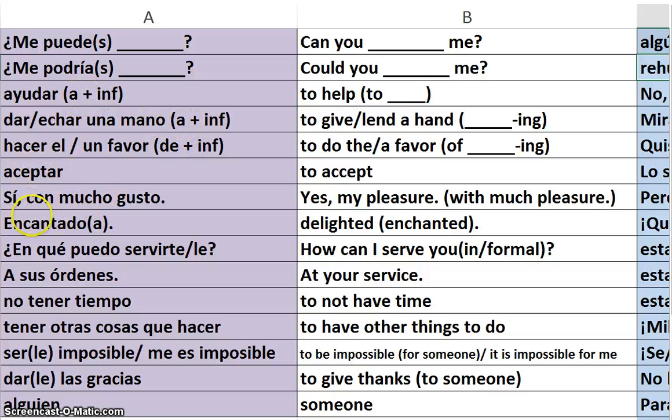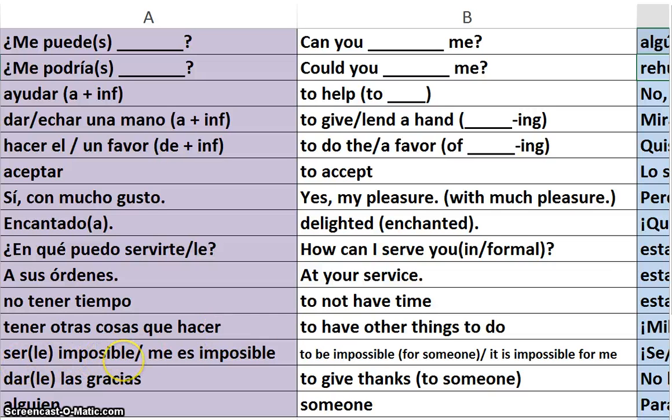Aceptar is to accept. Yes, much pleasure, my pleasure, delighted. You make this match the person who's speaking. If you're saying essentially I'm delighted and you're a girl, you would say encantada. How can I serve you? In what can I serve you is literal. We would say how can I serve you or help you? And again, this is the difference between informal and formal. Te or le, usted. At your service, to not have time, to have other things to do.